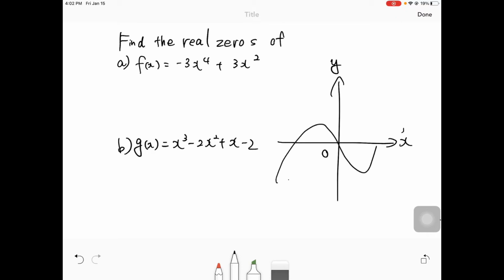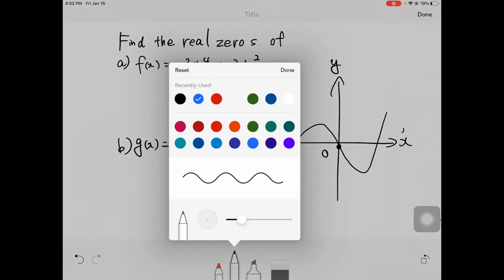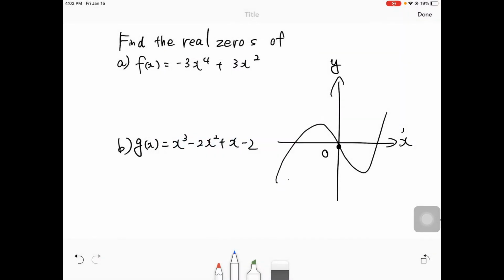For the previous video, I explained how to find the y-intercept. The y-intercept is the point where the graph crosses the y-axis. Then what about the x-intercept? The x-intercept is the point where the graph crosses the x-axis.